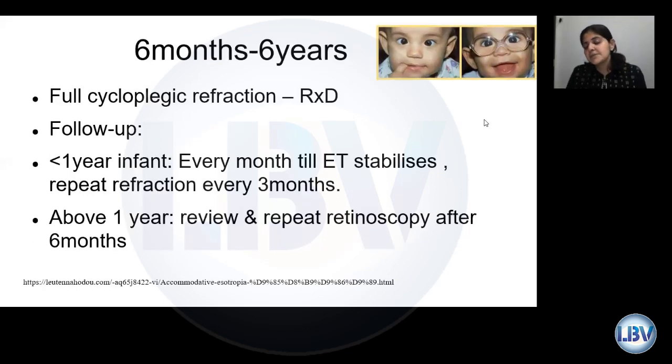For 6 months to 6 years of age, you again prescribe a full cycloplegic refraction. For a kid who is less than 1 year, you will do a review visit every month till the tropia stabilizes. For a kid above 1 year, you will review and repeat the retinoscopy and your cycloplegic refraction every 6 months.